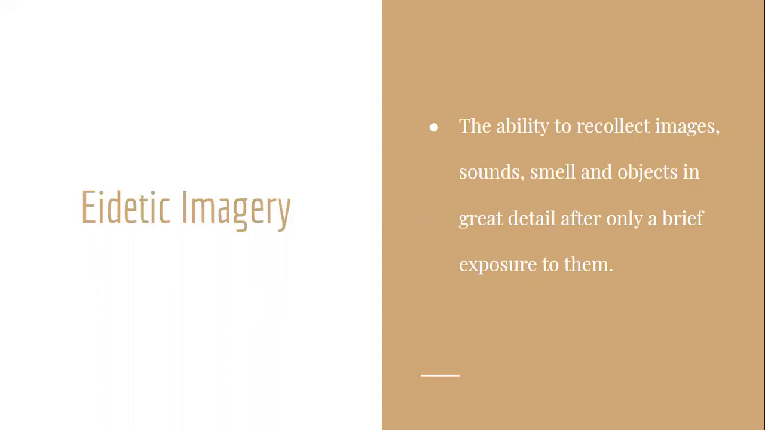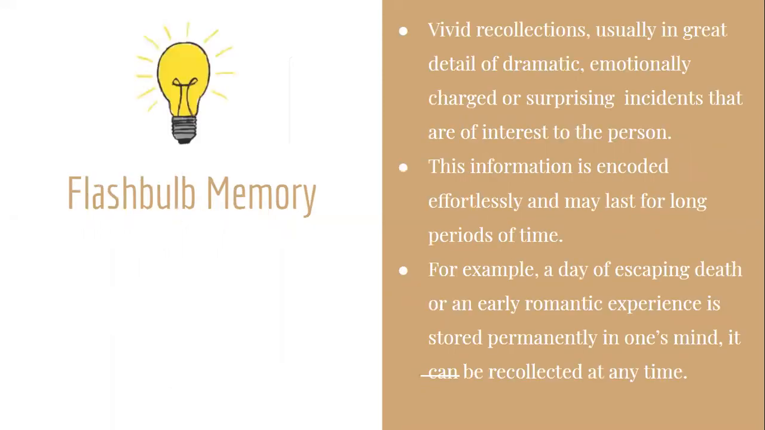One is that it just stays for a brief moment, which is the eidetic memory, and the photographic memory lasts for a longer period. The image stays longer in your mind. Flashbulb memories are vivid recollections, usually of dramatic or emotional incidents that are of interest to the person. This information is coded effortlessly and may last for a long period of time. So, if it is of interest to the person, this memory will remain detailed in your mind.